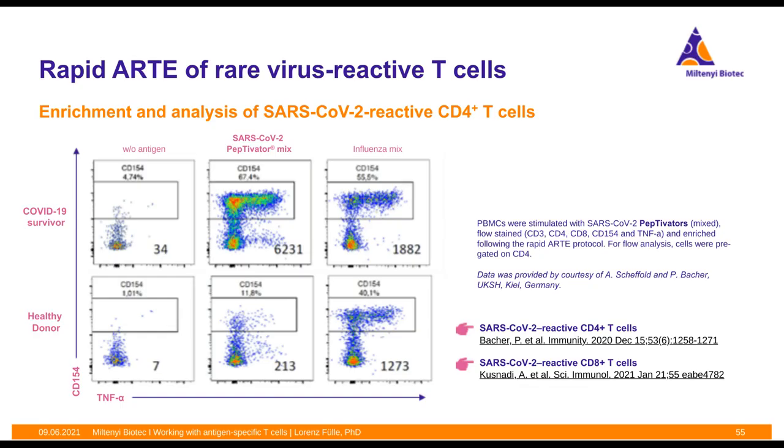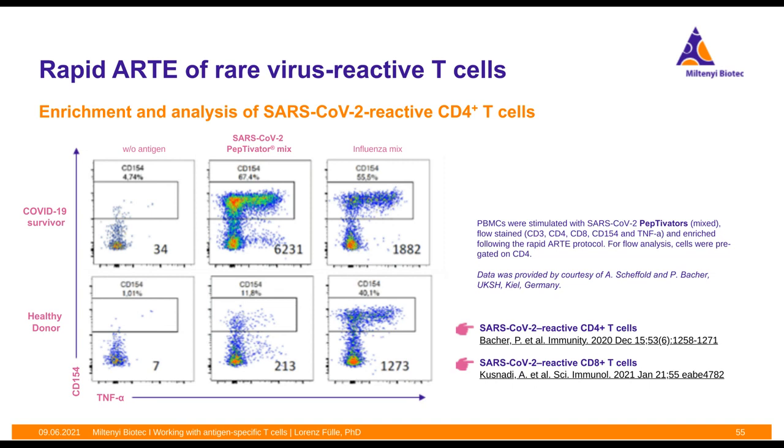So let's have a quick look at a virus-specific example where the Rapid ARTO protocol was applied. Here, PBMCs from a COVID-19 survivor and a healthy donor were stimulated with a mix of SARS-CoV-2 peptivators, a mix of influenza peptides as a positive control, or also left untreated. And as you can see in the middle panel, the rare SARS-CoV-2 reactive T cells were successfully enriched using CD154 and could then be easily visualized in flow cytometry analysis.